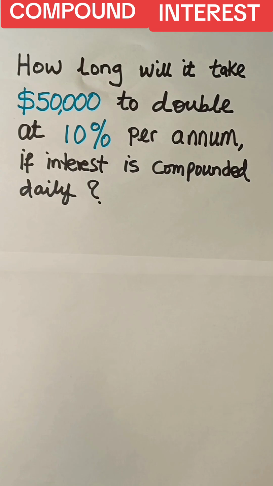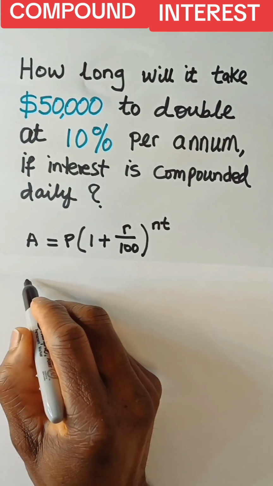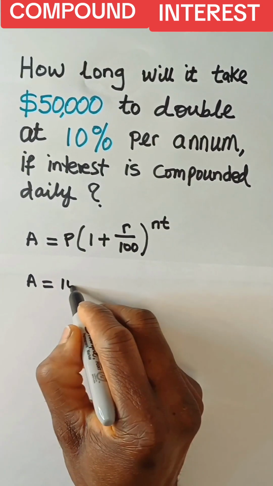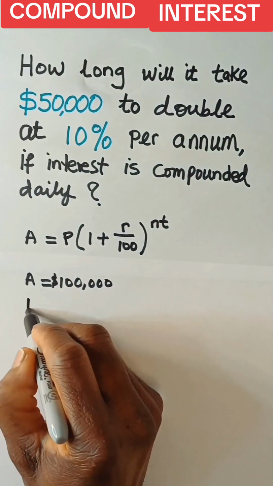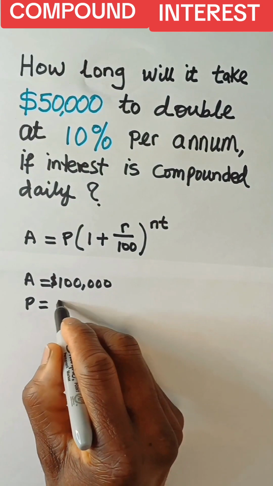To solve this problem, we are going to use the formula for finding amount. Okay, and the formula is this, where A is the amount, and the amount is going to be $100,000. That is the double of $50,000. The principal, that is the initial investment, that is $50,000.